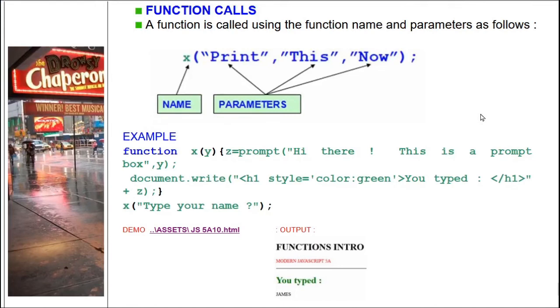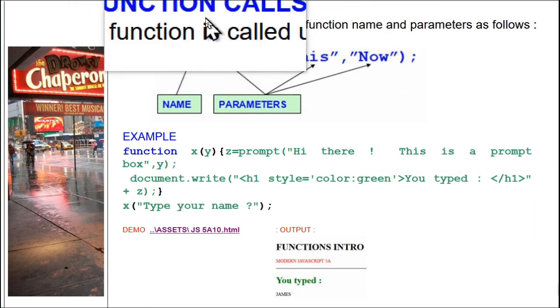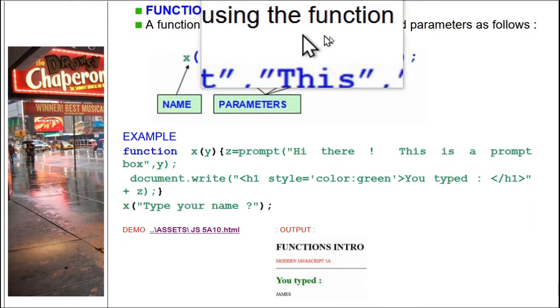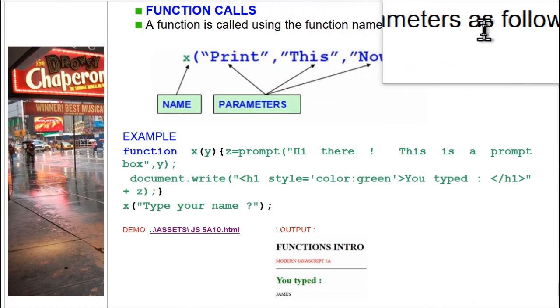Okay, next section is function calls. So we've declared the function. We've told the browser, by using JavaScript, that there is a function here now. And so to call that function, to print those documents, this is what we do. It's done like this. So function calls. A function is called using the function name and parameters as follows.